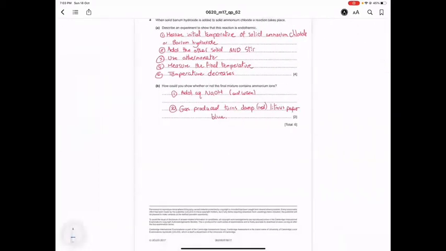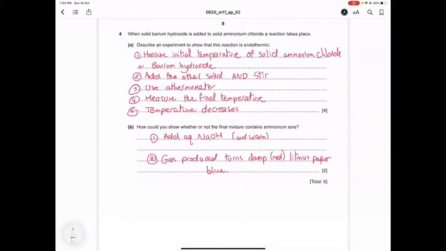Finally, the investigation. He says when we add solid barium hydroxide to solid ammonium chloride, a reaction takes place. He wants us to prove that the reaction is endothermic by an experiment. First of all, you will get solid ammonium chloride or barium hydroxide, and you will measure its initial temperature. You will add the other solid and stir. Stir is obligatory for this mark to be taken. Mentioning the thermometer is for a mark. Then measuring the final temperature after the reaction takes place, and we can say that the temperature will decrease because he says that the reaction is endothermic.